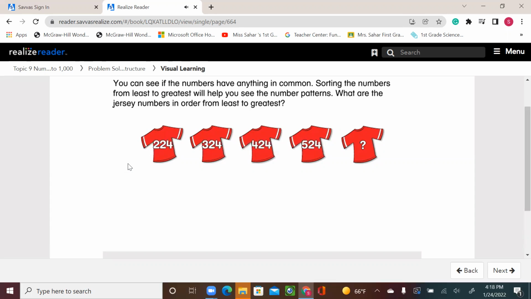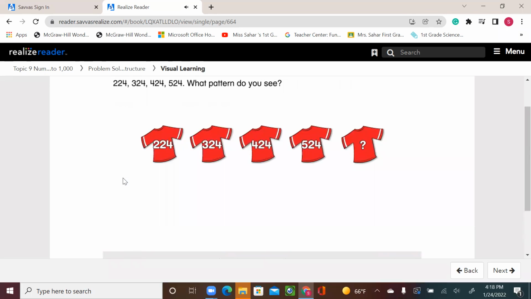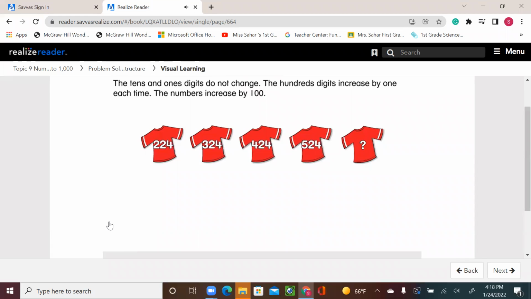What are the jersey numbers in order from least to greatest? 224, 324, 424, 524. What pattern do you see? The hundreds digit increased by 1. The tens and ones digits do not change. The hundreds digits increase by 1 each time. The numbers increase by 100. The pattern rule is increase by 100. The next red jersey number is 624.